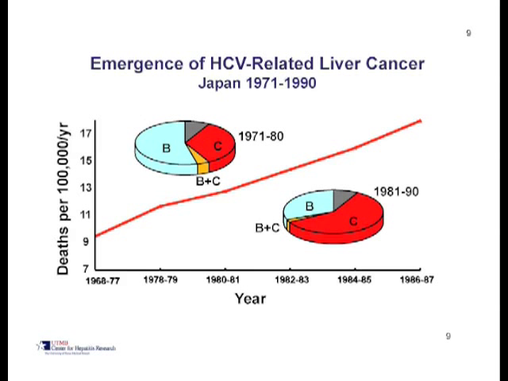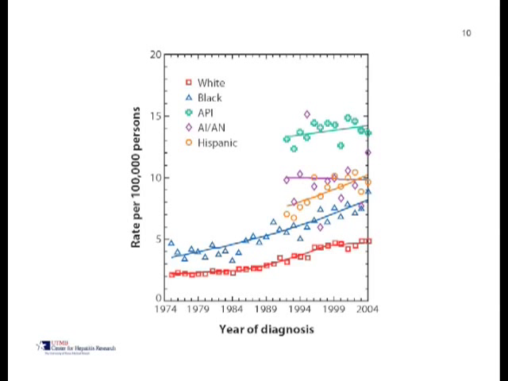For reasons that we can talk about perhaps offline afterwards if anyone's interested, the spread of hepatitis C in Japan antedated the spread in the United States by about 20 years or more. Now, in the United States, we're beginning to see similar increases in liver cancer.